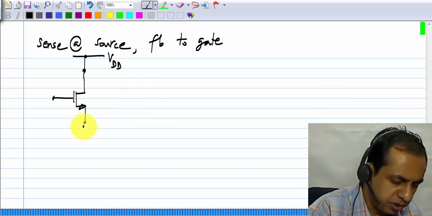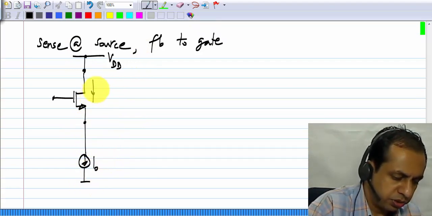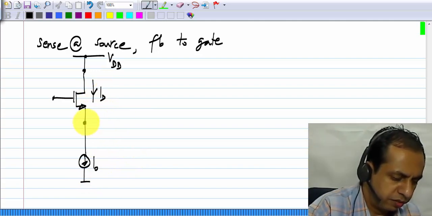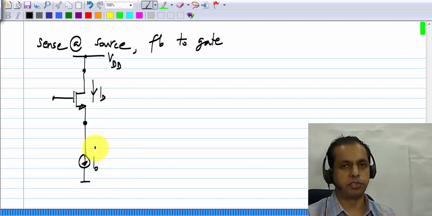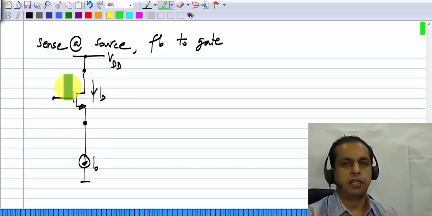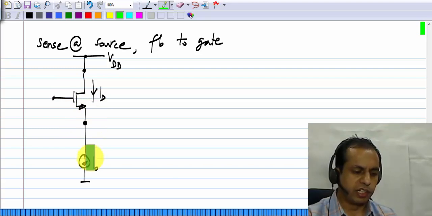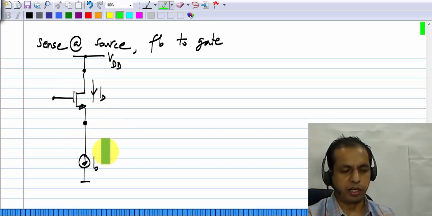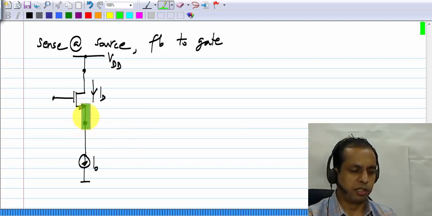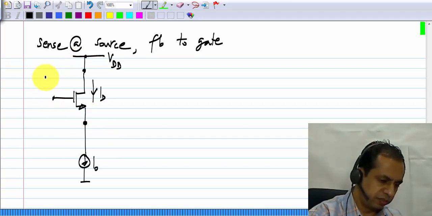Now, to sense at the source, I connect the current source I0 to the source terminal, and we have the actual drain current ID in the MOS transistor. Now, we are feeding back to the gate. Earlier, in our very first case, we were feeding back to the gate and we connected the source terminal to ground. But of course, now we are sensing the current difference at the source terminal. So, we cannot connect the source terminal to ground. So, the source terminal is connected to the current source and we have to feed back to the gate.